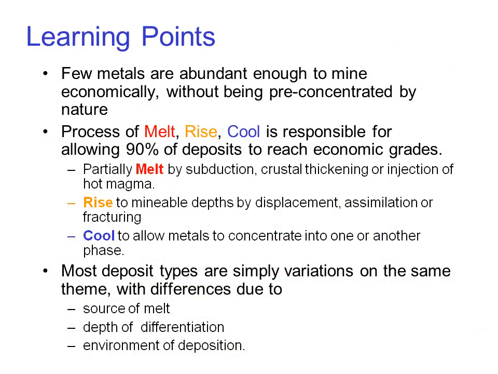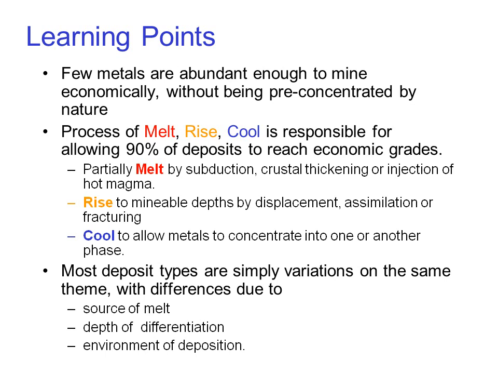Firstly, few metals are abundant enough to mine economically without being pre-concentrated by nature. Average crustal abundance is not economic, and that's something which some promoters neglect to mention. The process of melt, rise, and cool is responsible for allowing 90% of deposits to reach economic grades. Partially melt by subduction, crustal thickening, or injection of hot magma. Partial melting provides the first concentrating mechanism.